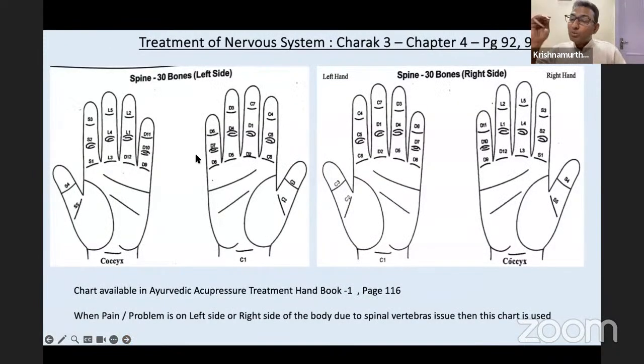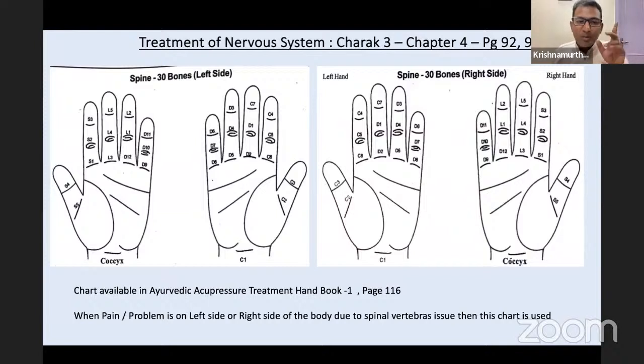Now I want to come to specific treatment. So you will have to use this chart. I have written here where the chart is available. In the spine, you have nerves coming on two sides. Even though the bone is one, it has its own left and right side.